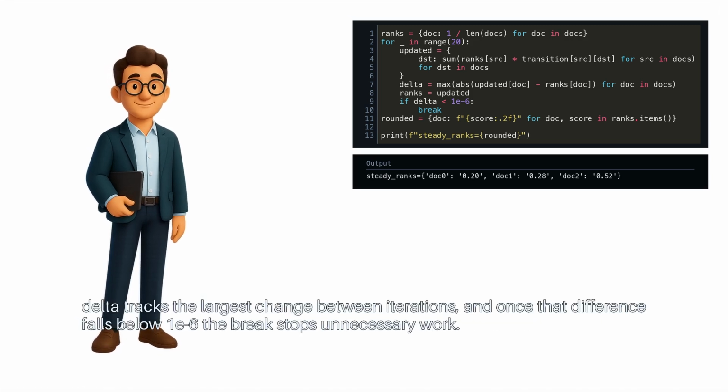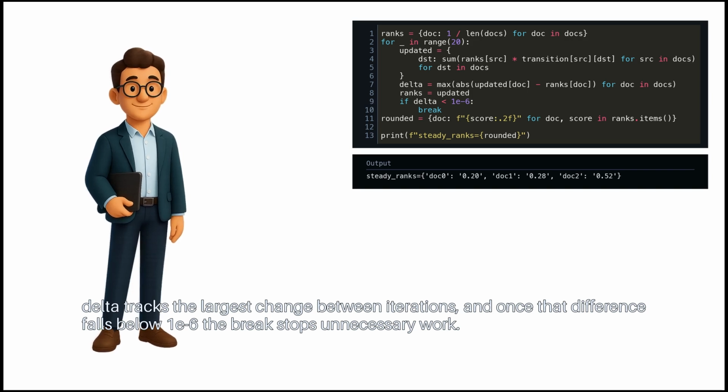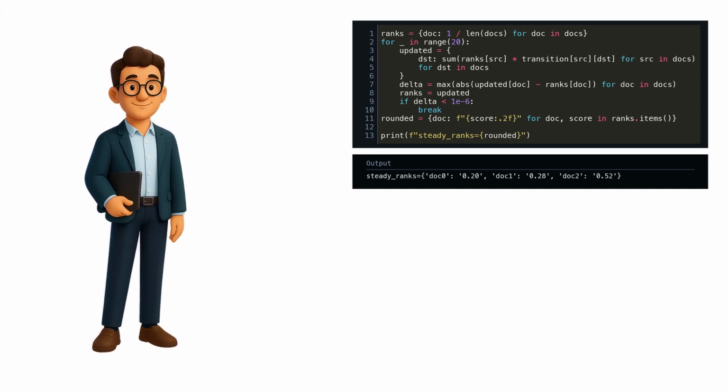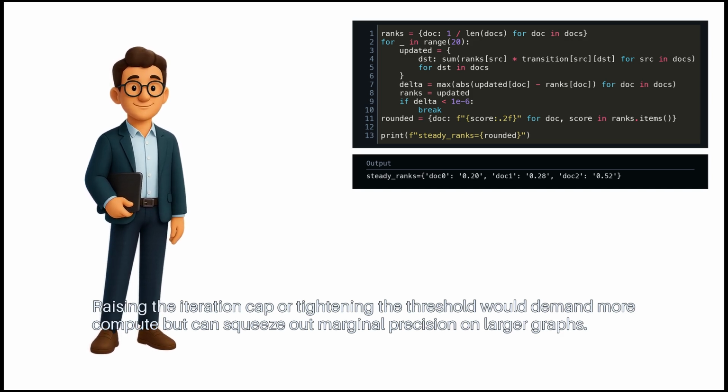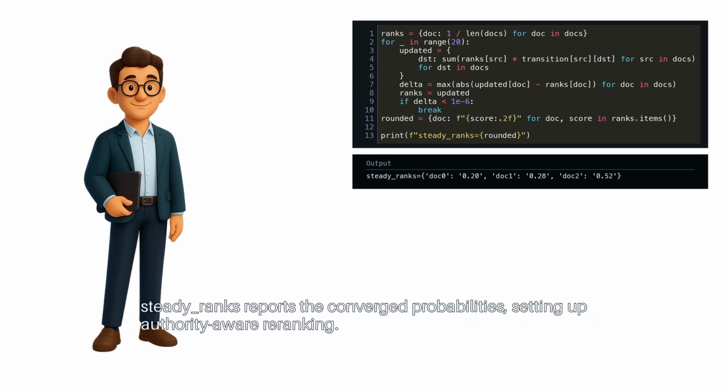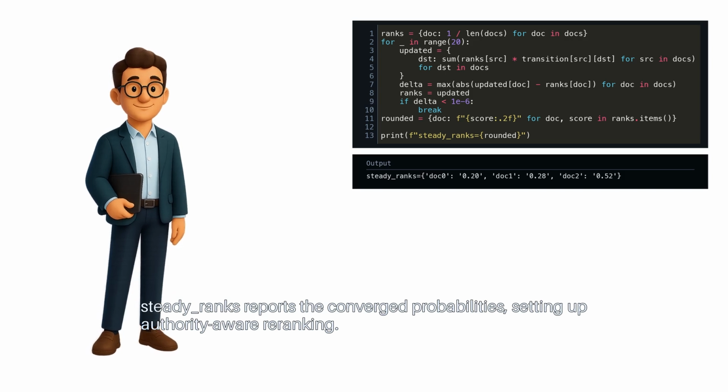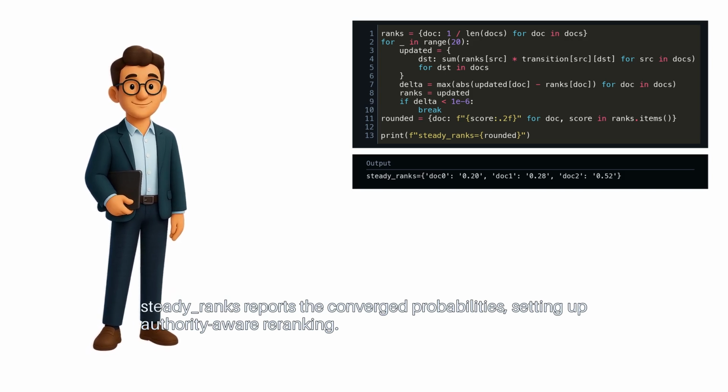Delta tracks the largest change between iterations, and once that difference falls below 1 times 10 to the negative 6th, the break stops unnecessary work. Raising the iteration cap or tightening the threshold would demand more compute, but can squeeze out marginal precision on larger graphs. Steady ranks reports the converged probabilities, setting up authority-aware re-ranking.